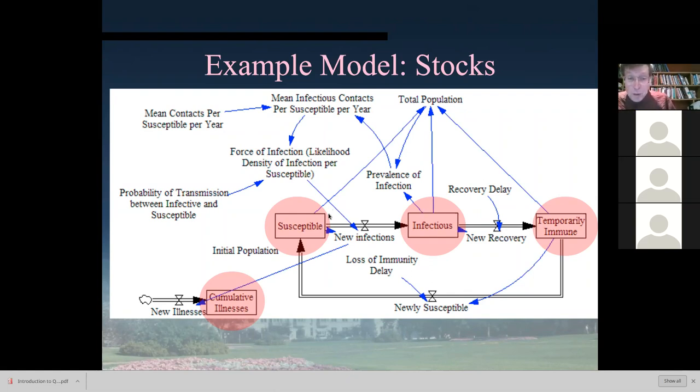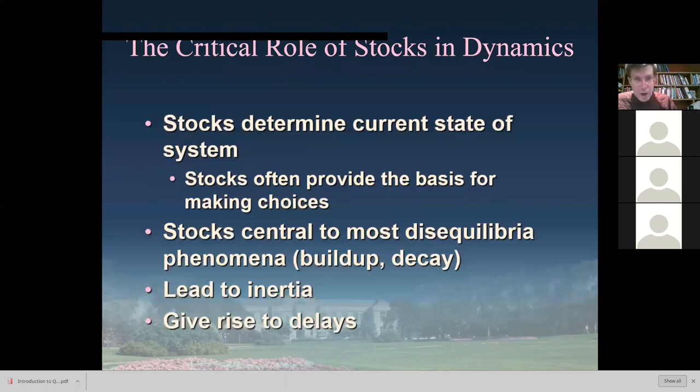These flows between stocks, like new infections, new recovery, lead a certain number of people over time to go from susceptible to infectious or from infectious to temporarily immune. The stocks are these ones highlighted in red. And stocks, you know, their importance cannot be overstated. They determine the current state of the system. They're central to most disequilibria phenomena.